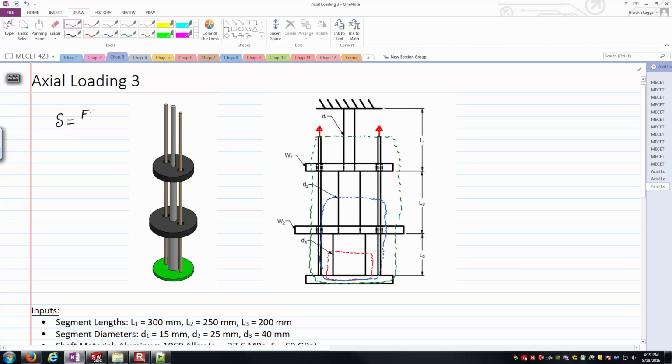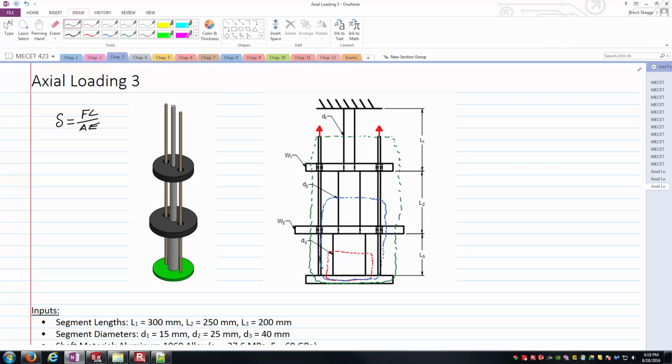The amount of elongation or compression, delta, is equal to FL divided by A times E, where F is the amount of force carried by the member itself, L is the length of the member, A is the cross-section of the member, and E is the modulus of elasticity, or Young's modulus, basically a characteristic of the stiffness of the material of the member itself.